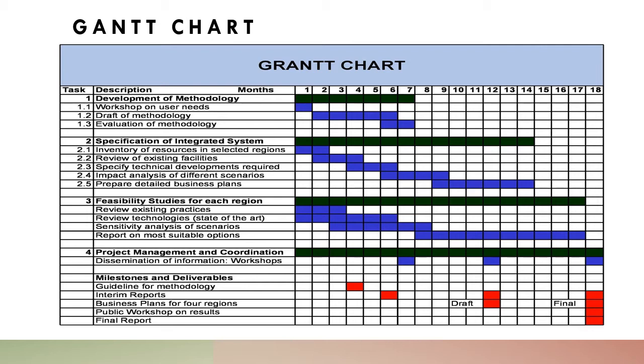So ultimately from task 1 we have seen that we have developed a methodology. On day 3 we will get a guideline for the methodology. On day 6 the interim reports will be formulated. Then the interim report, then the business plan of 4 regions. A draft will be constructed on day 12, and then public workshops on the results, business plan of 4 regions, and the final report will be done. All of these tasks will be performed on the last day.